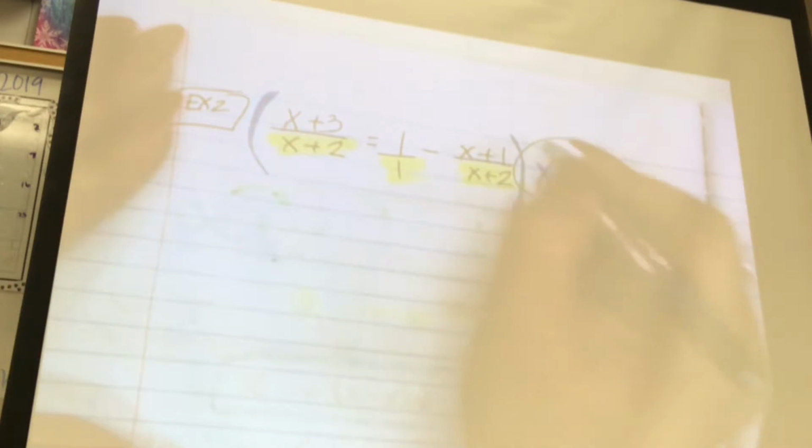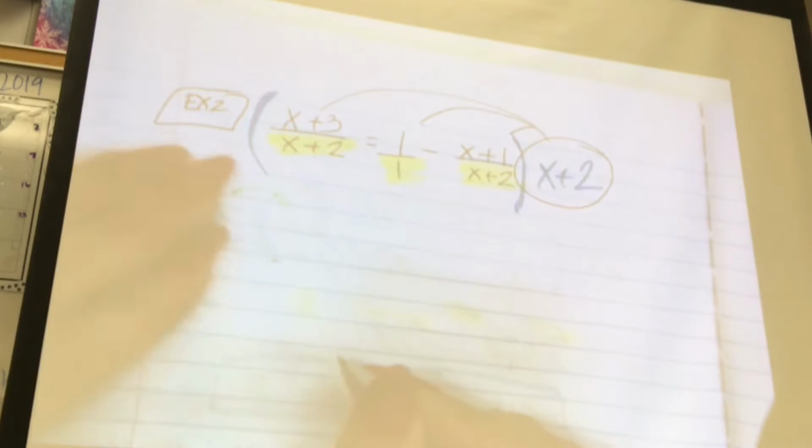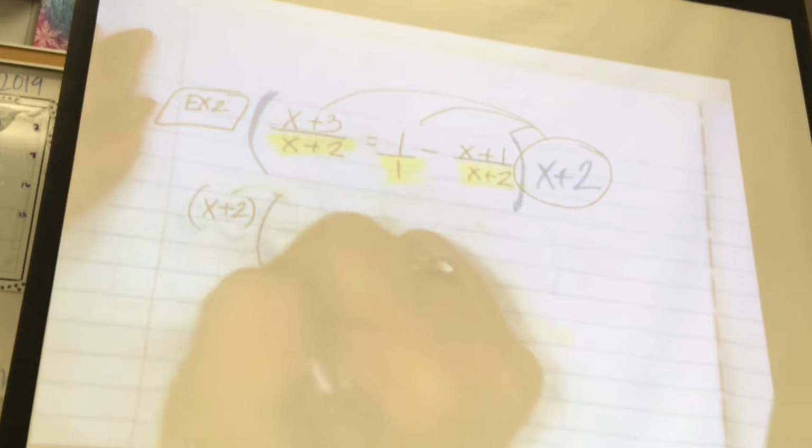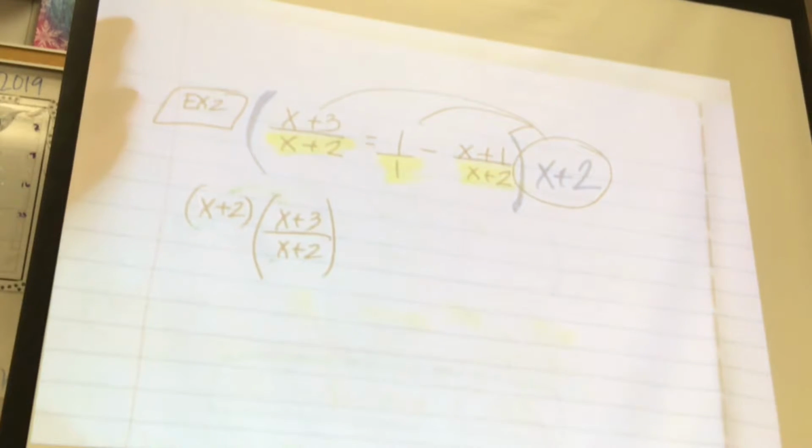So I'm going to multiply everything by x plus 2. And watch what happens. So I'm going to do x plus 2 times x plus 3 over x plus 2. That's the first term.